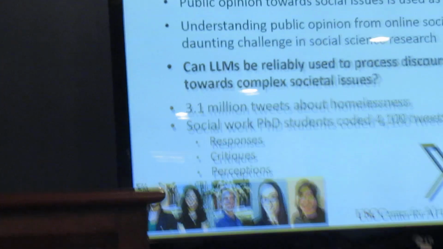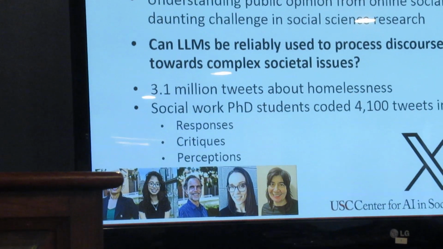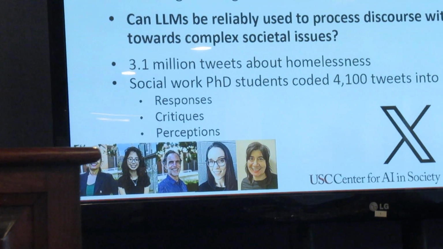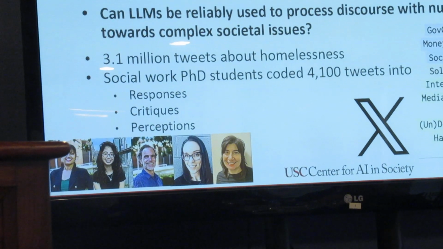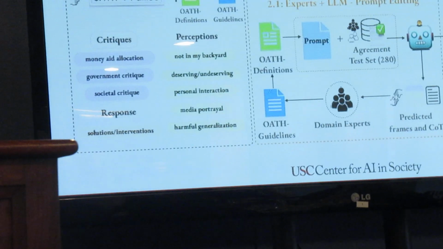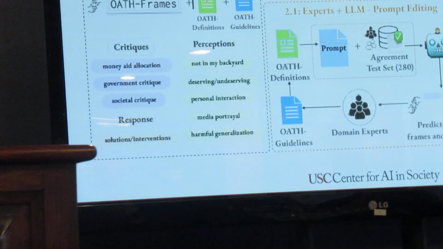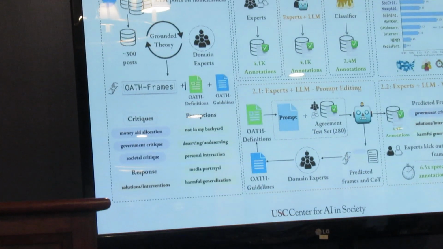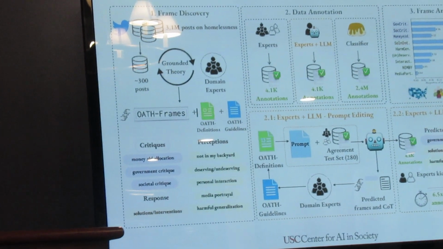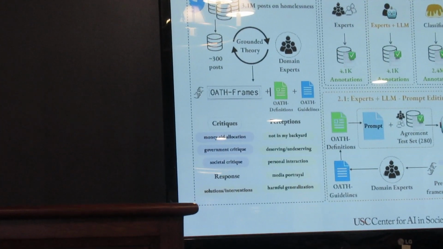Was it about government criticism? Was it about money and aid? Was it about harmful generalization about homeless individuals? Was it about some kind of interaction with homeless individuals, etc.? And with this, they developed a framework where now they had these manually labeled 4,000 tweets. They designed a system where they would prompt.